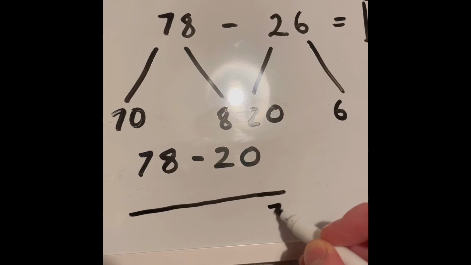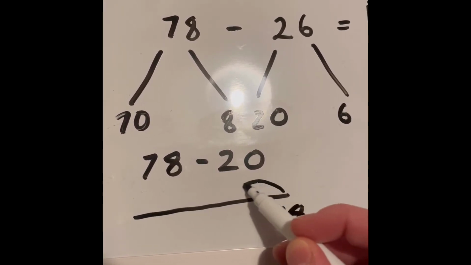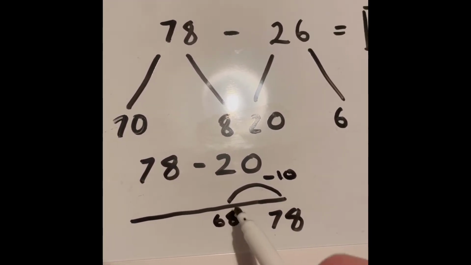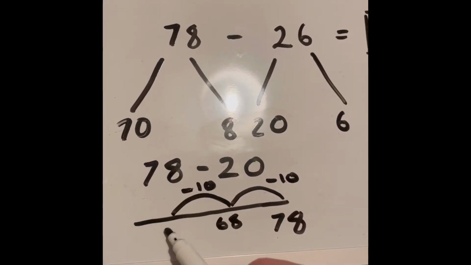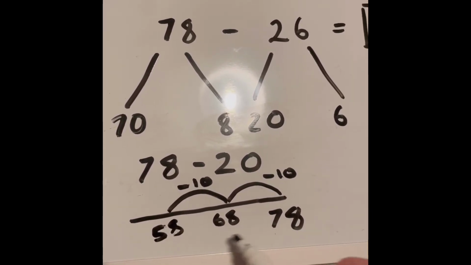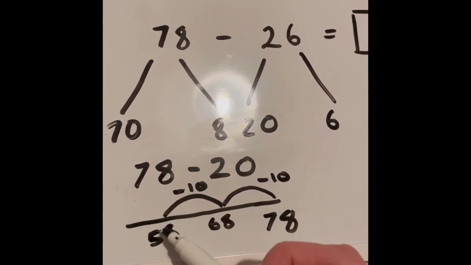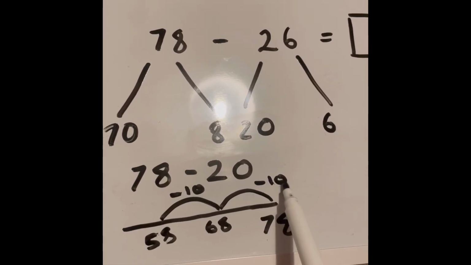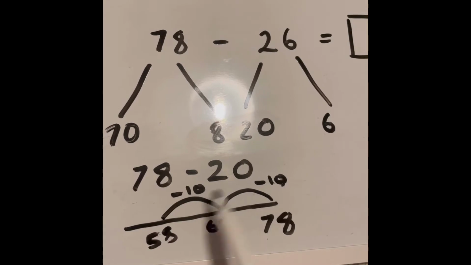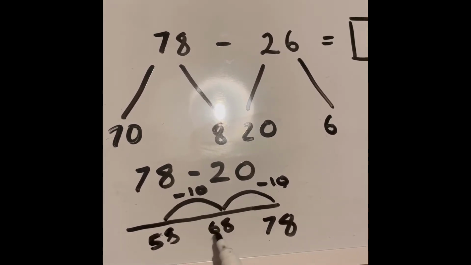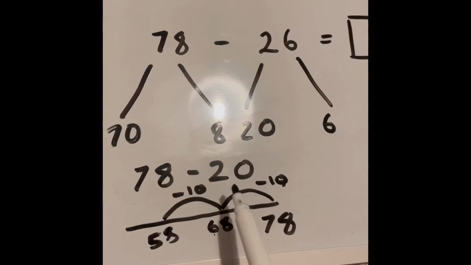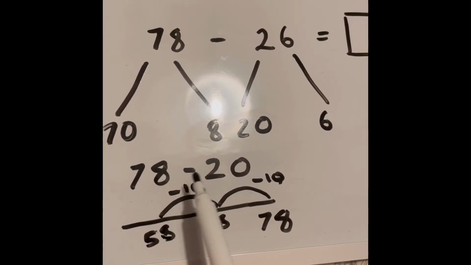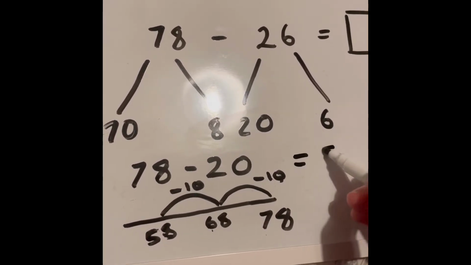I'm going to put 78 here, and at first I'm going to take away 1 ten because 20 is made out of 2 tens, which is going to be 68, and another 10, which is going to be 58, because remember, you can see the pattern here, 78, 68, 58. The ones column is staying the same because you're not taking away any ones. See the 8 here? But you're taking away 2 tens. So the tens column changes. And if you know that 7 take away 2 is 5, you know that 70 take away 20 is 50. So 78 take away 20 is 58.